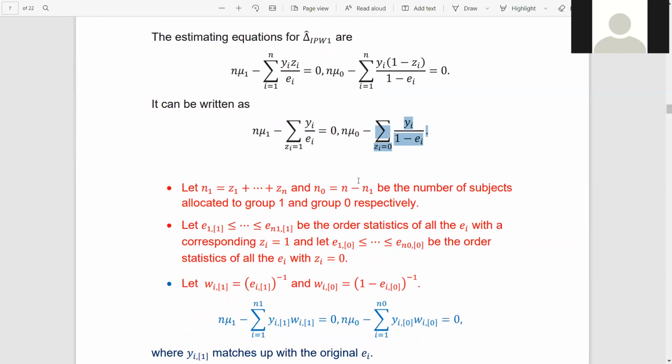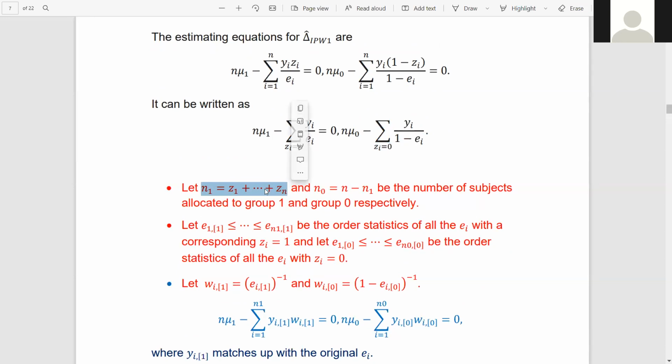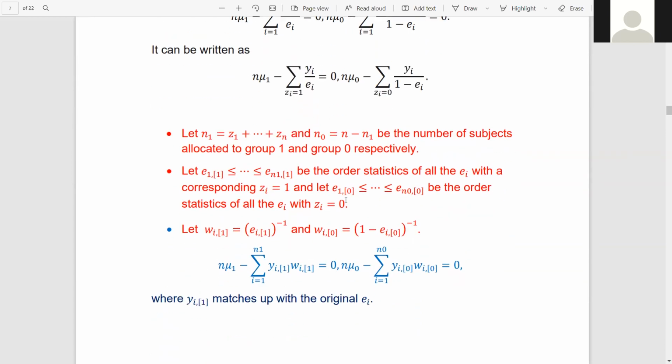Okay, so first, we're just going to let M1 be the sum of all this Z1, Z2, and Zn. So M1 is just the total number of subjects allocated to treatment 1. And N0 is the total number of subjects allocated to treatment 0. Okay, so we get that one.